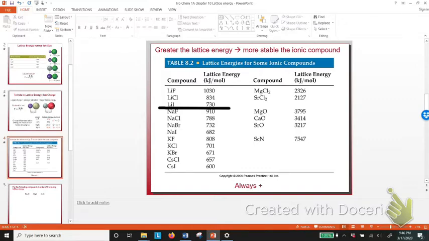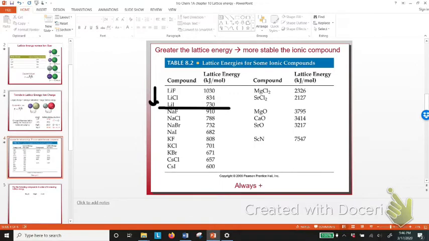Lithium is the same, so what we want to focus on is the anion in this case. What we're doing is we're going down the halogen column. We can see that as we go down the halogen column, the size is going to get larger. As the size gets larger, the lattice energy is decreasing.